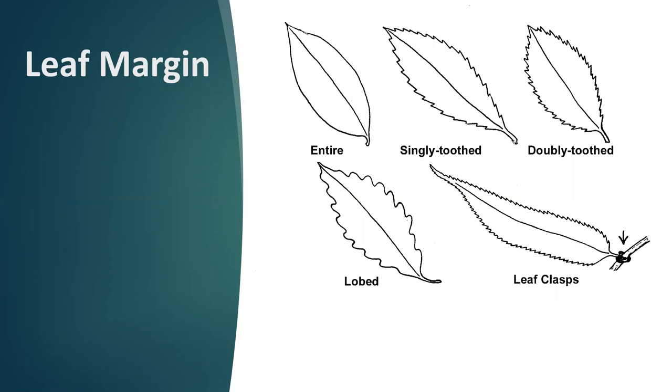And then we have what many people call toothed, or often referred to as serrated. So you have single toothed or single serrated leaf margins, which essentially looks like a saw blade. And then you have doubly toothed, which is essentially a single tooth, but each individual tooth has another tooth, so it's doubly toothed or doubly serrated. And then the last one that we're going to touch on is lobed. That's really common in oak species, and we'll see those carry on as we move through this presentation.